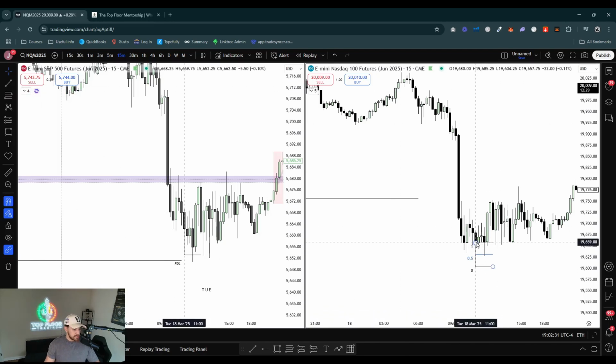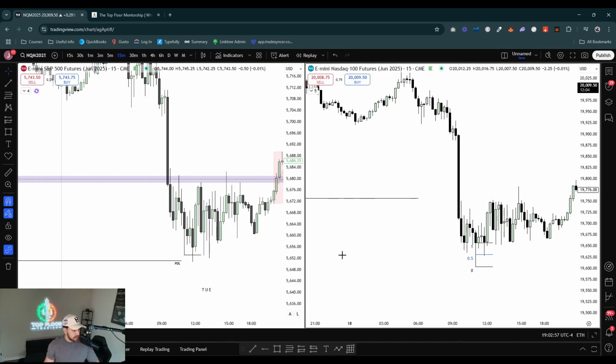So then I mark out this rejection block here, this very long wick. All I'm doing is marking out the wick, because this wick right here can be used as a PD array. The 0.5 is a sensitive area, especially if you have SMT divergence. So if you have SMT divergence with the correlated asset, in this case, NQ is making the higher low, it's tapping the 0.5 of this rejection block, of this, you can call it a wick block, right?